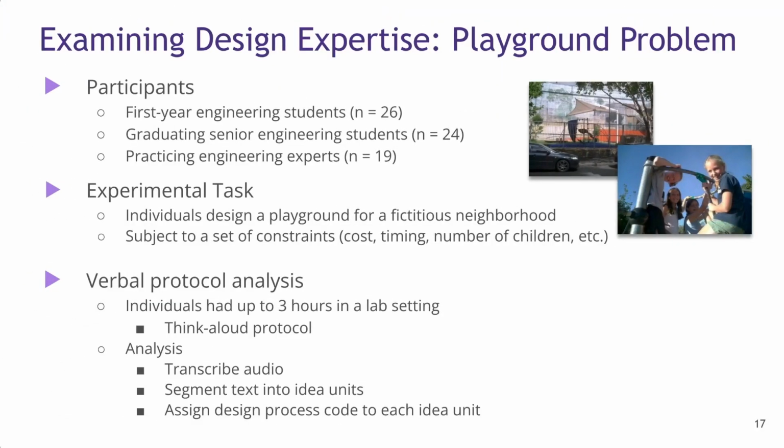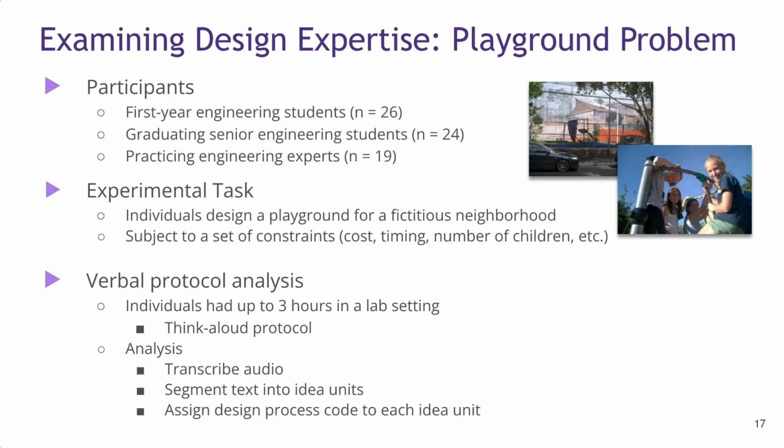I'll talk about data from that experiment with people designing a playground for a fictitious neighborhood. The participants that I'll be describing, the results came from 26 first-year engineering students, 24 graduating seniors, and 19 practicing engineering experts. They were asked to design a playground for a fictitious neighborhood, subject to a set of constraints that they were given: cost, timing, number of kids that needed to be kept busy. And they gave a verbal protocol. They solved the problem out loud in a lab as an individual, and had up to 3 hours to solve the problem.